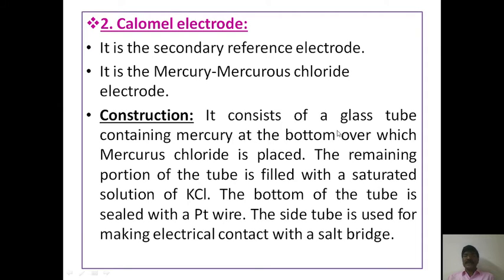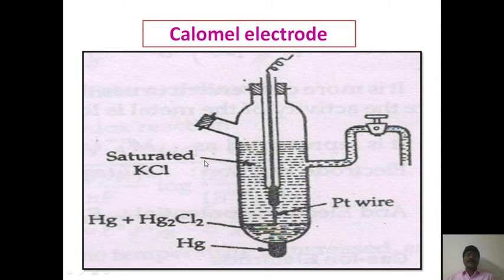It consists of a glass tube containing mercury at the bottom, over which mercurous chloride is placed. The remaining portion of the tube is filled with a saturated solution of KCl. The bottom of the tube is sealed with a platinum wire. The side tube is used for making electrical contact with a salt bridge. This is the construction of calomel electrode.